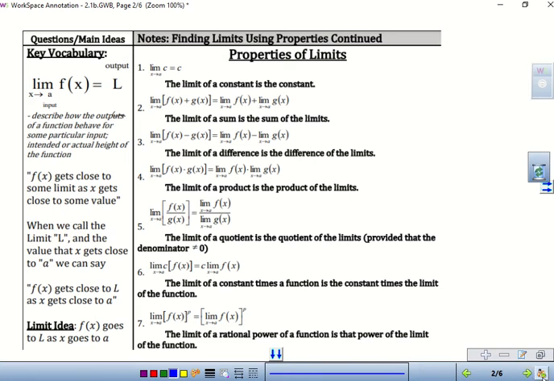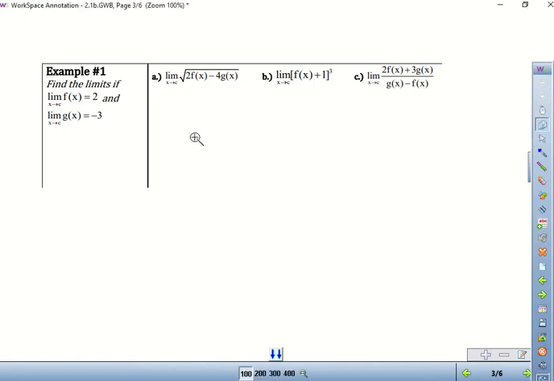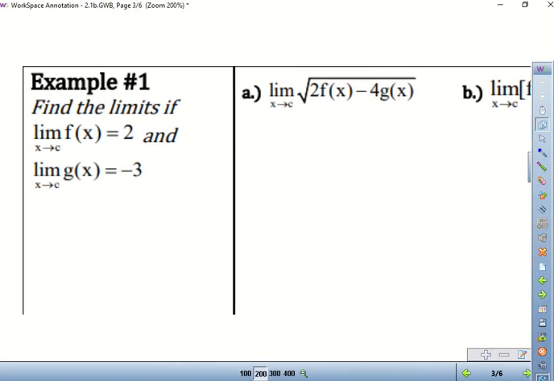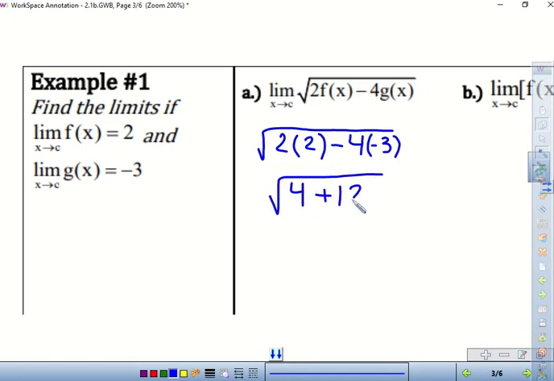Alright, so we're going to go ahead and evaluate a few of these. If I give you a limit to evaluate that involves a function, remember I have to give you the information about that function. Okay? So in this case, first thing we're going to do is replace f of x with 2, and replace g of x with negative 3. So that's going to give me 4 plus 12, which is good. So the limit as x approaches c is equal to what? 4. Good.